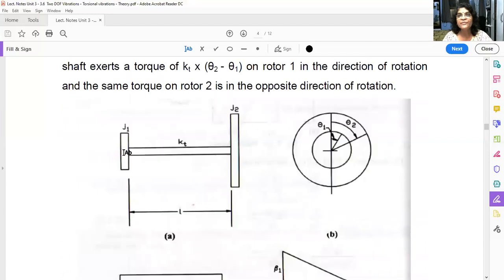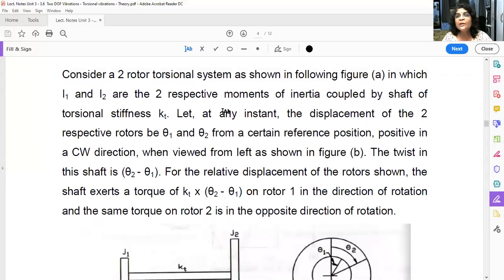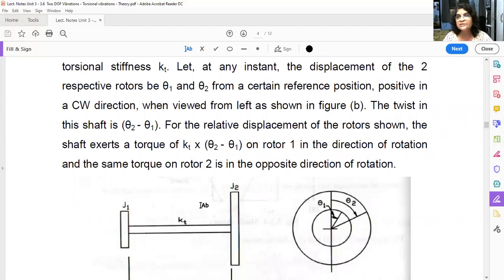See here, these are the two rotors. This is rotor 1, say rotor 2. Let at any instant the displacement of the two respective rotors be theta 1 and theta 2. See, it is shown here. We assume that both the rotors are moving in the same direction. If clockwise, then both will rotate clockwise. So here it is shown.